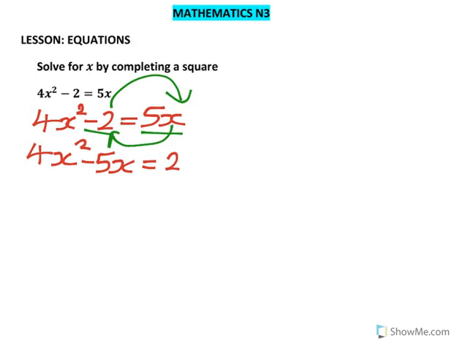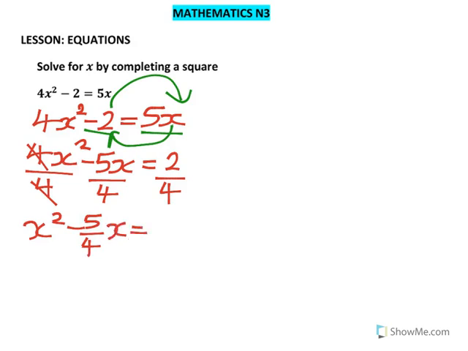Again, you will notice that there is a number 4 there. You have to divide both sides by 4. When you do that, you're going to have x squared minus 5 over 4x is equal to 1 over 2. After you have done that, when you complete a square, now I'm going to write the final version and you can look at it slowly and then you can follow up.